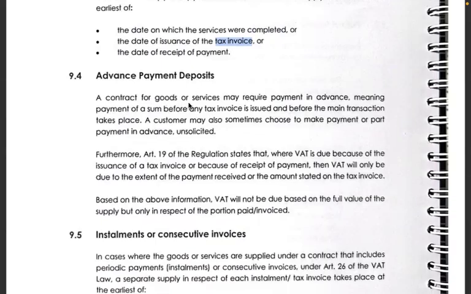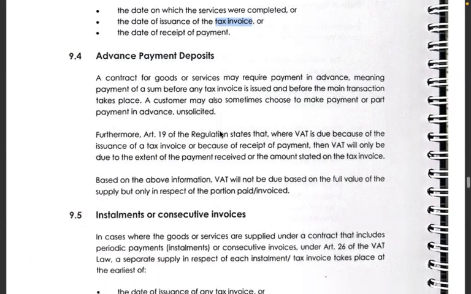Another angle, advance payment deposits. A contract for goods or services may require payment in advance, meaning payment of a sum before any tax invoice is issued and before the main transaction takes place. A customer may also sometimes choose to make a payment or part payment in advance unsolicited. So nothing has happened, just the payment has come from the customer.